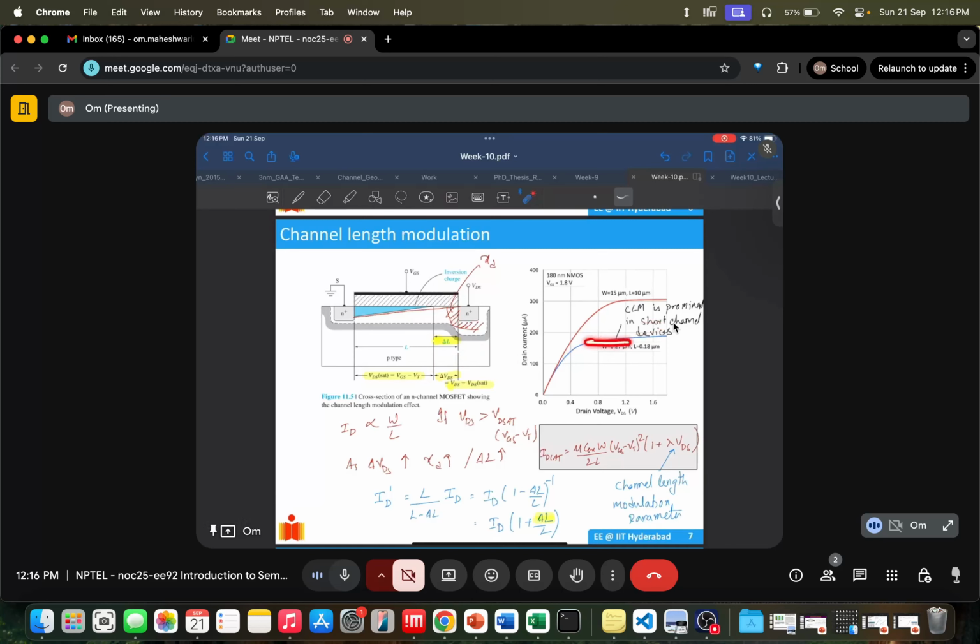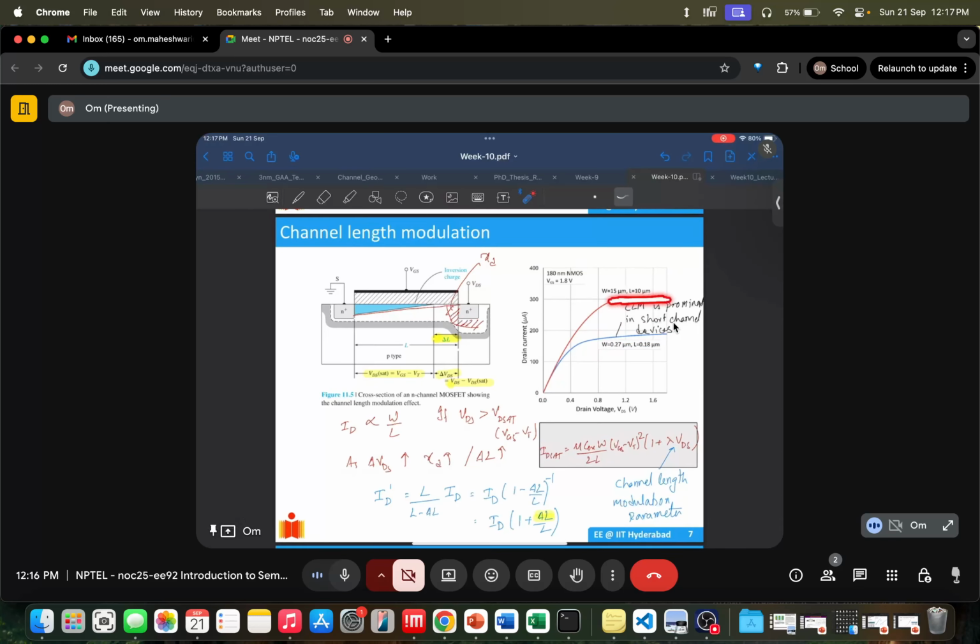Your current is no longer exactly constant. It increases a bit in the saturation region, whereas it behaves like a constant current source for long channel MOSFETs. In short channel MOSFETs, there is a slight increase in current with VDS, which was not the case earlier. This is called channel length modulation. So our ID equation is modified. We had earlier ID equals mu Cox W by 2L (VGS minus VT) whole squared, and now we have this factor (1 plus lambda VDS), where lambda is the channel length modulation parameter.